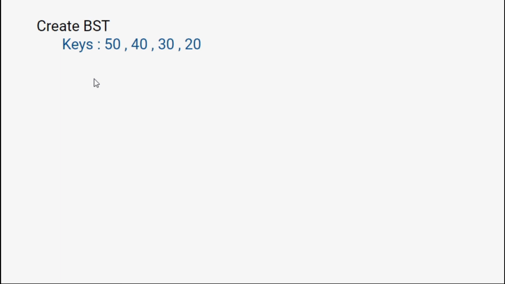The very first key is 50, so 50 is going to be the root node. Next key is 40. Now 40 is less than 50. So a binary search tree says if a value is less than the root node, place it as the left child of the node. So we are going to place 40 as the left child of 50. Next comes 30. We'll again compare 30 with 50. Yes, 30 is less than 50, so we'll come to the left side. Now 30 is again less than 40. So 30 is going to be the left child of 40.